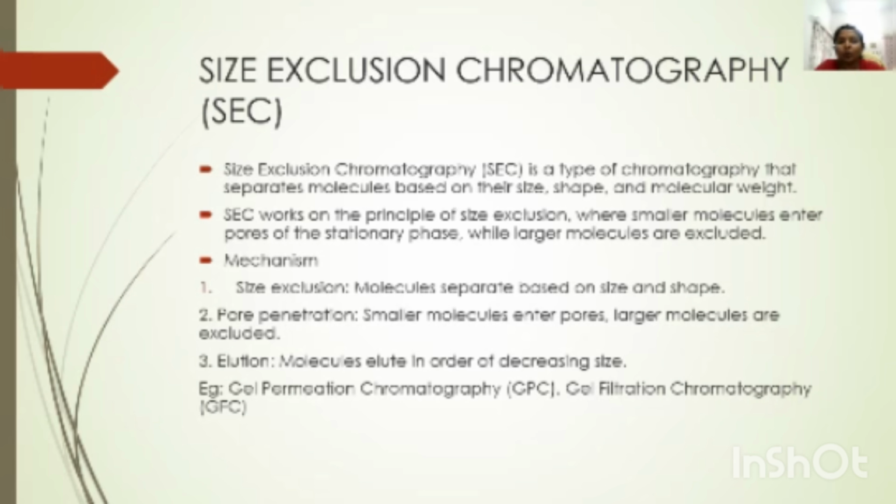It's also known as gel chromatography, and there are two types: gel permeation chromatography and gel filtration chromatography. We will see the details later. So here the mechanism is first size exclusion. Molecules will be separated based on their size and shape. Then pore penetration: smaller molecules will get into the pores and larger molecules cannot because of size. So the larger molecules will be eluted first along with the mobile phase, and the smaller molecules will come last. That's the concept of size exclusion or gel chromatography.